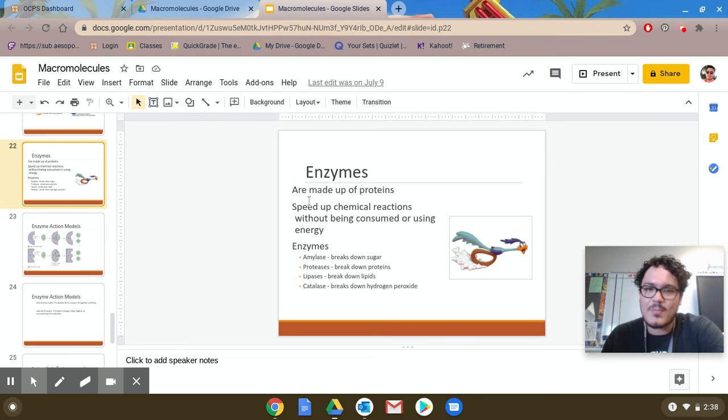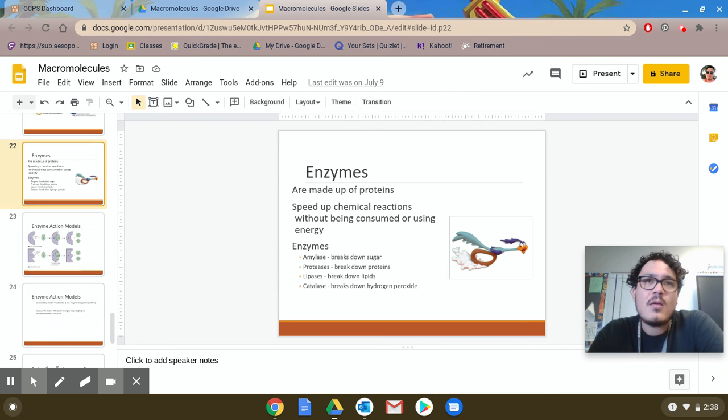So first off, let's talk about enzymes. Enzymes are, firstly, made up of proteins, so they're versions of proteins, as I just mentioned. The purpose of an enzyme is to speed up chemical reactions. So they accelerate reactions dramatically. Now, there are some special rules regarding enzymes. Number one, they're never used up, so they're never consumed. Number two, they don't use any energy. Enzymes don't require ATP, so that's really important.